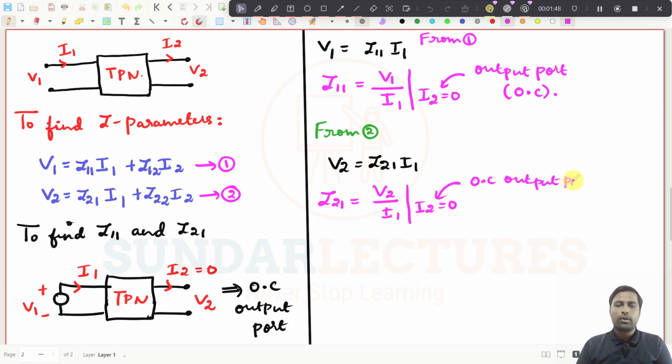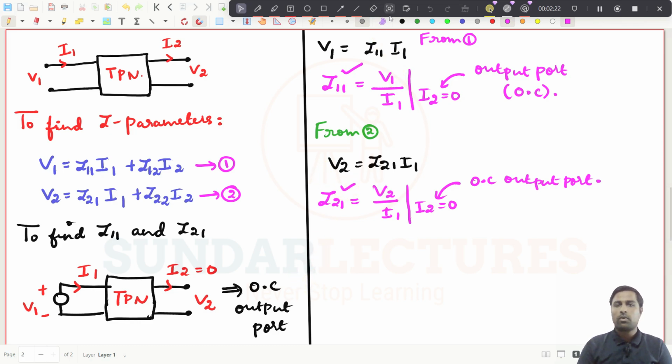So what you are getting here is, if you open circuit this output port and you excite this input port with some voltage, then you can easily find this, and it can be measured. V1 you know, it is very easy. Put an ammeter here, you can easily get the value of I1, and you put a voltmeter here, you will get V2. So all the values are now known to you. So you can easily find Z11 and Z21.